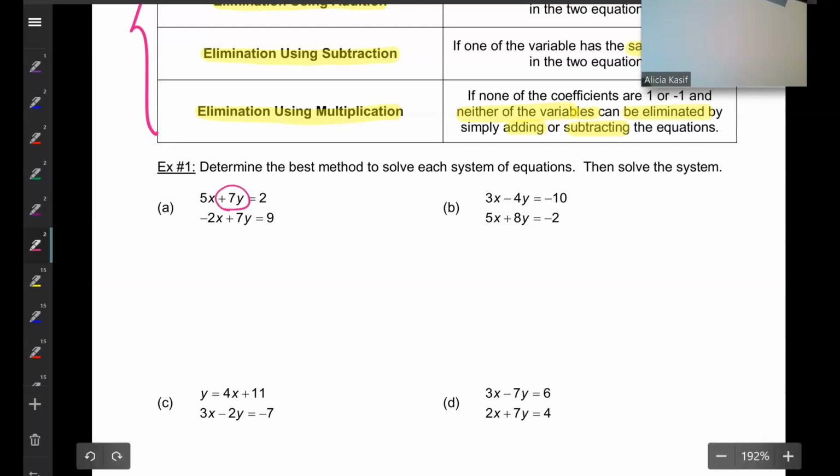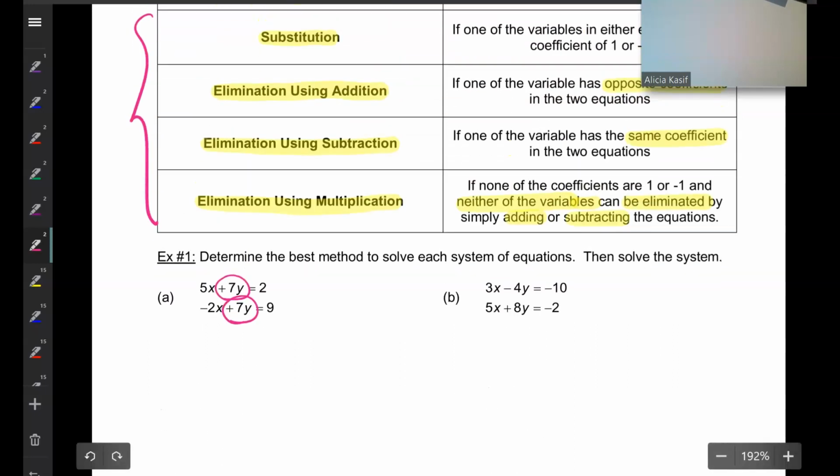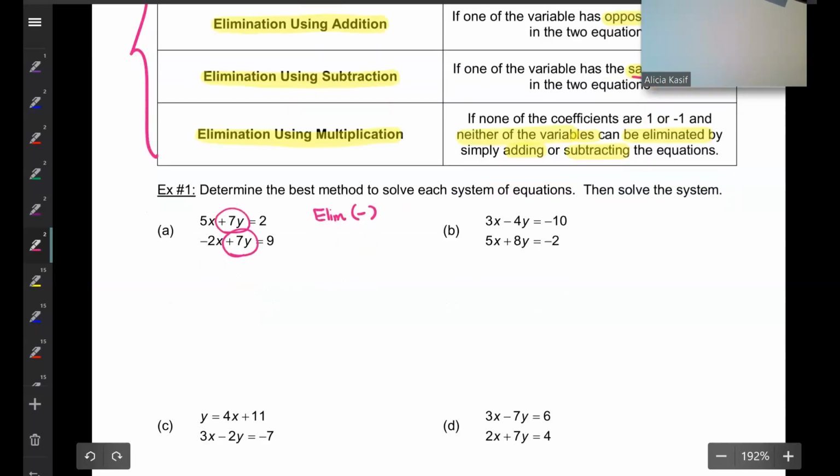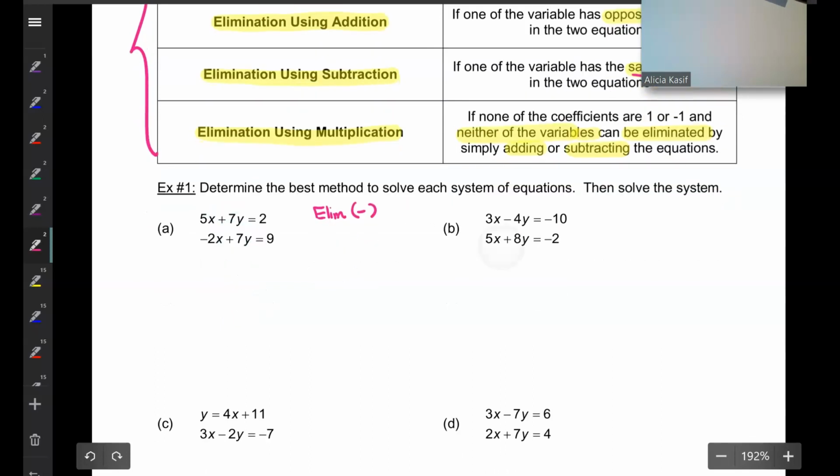So I notice I have two that have the same coefficient. So I'm going to do elimination by subtraction, and I'll just kind of abbreviate that way. So elimination and then a minus sign. So I'm going to subtract everything on the bottom. That's going to give us a 7x equals a -7. Go ahead and solve. We get x equals -1.